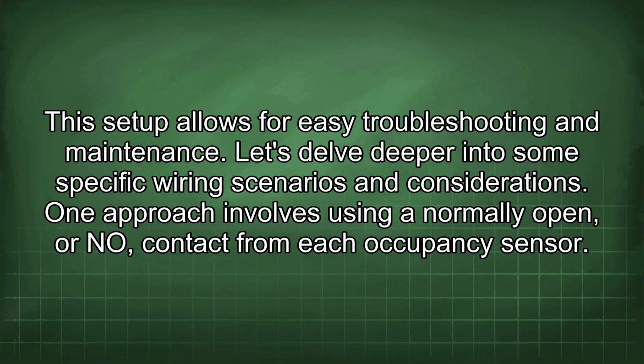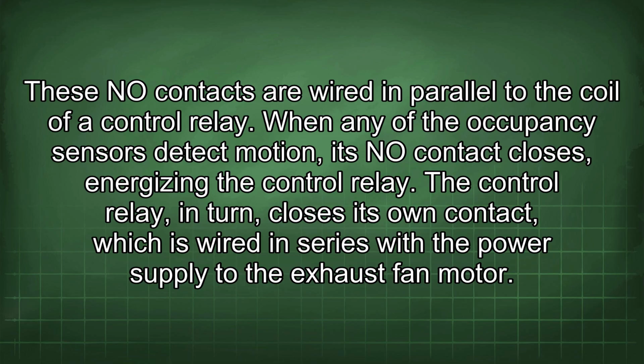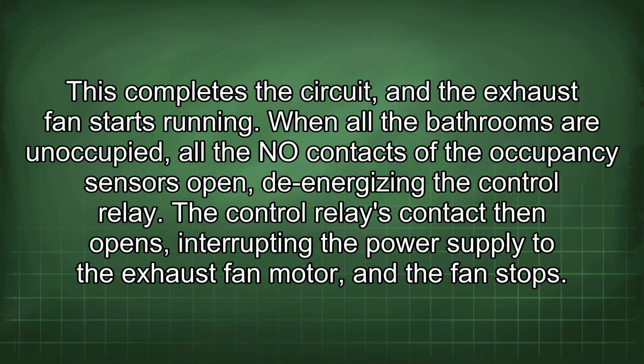Let's delve deeper into some specific wiring scenarios and considerations. One approach involves using a normally open, or NO, contact from each occupancy sensor. These NO contacts are wired in parallel to the coil of a control relay. When any of the occupancy sensors detect motion, its NO contact closes, energizing the control relay. The control relay, in turn, closes its own contact, which is wired in series with the power supplied to the exhaust fan motor. This completes the circuit, and the exhaust fan starts running.